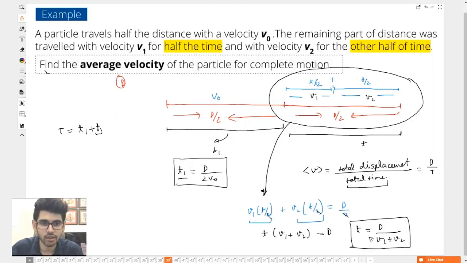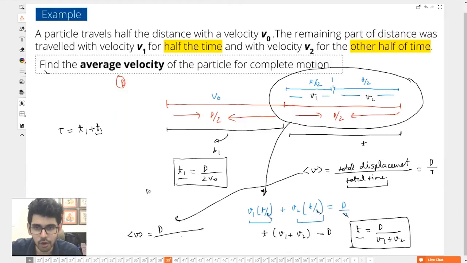You have t1 also, you have t also. Using some logic, you found it out. Now, finally, whatever we had to find out, let's do it. What is average velocity? It will be equal to total displacement D upon T. T is t1 plus t, so substitute: D by 2v0 plus D upon v1 plus v2. Now, we were not given D. We had taken D, which cancels out, so it is independent of D. Perfect. You can simplify it and find your answer.